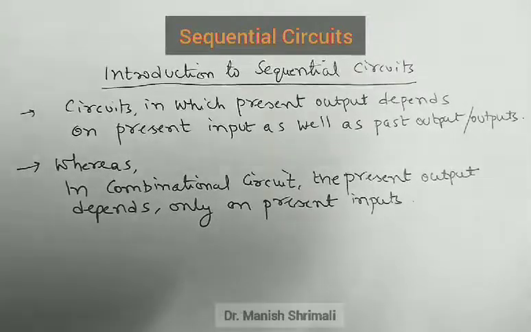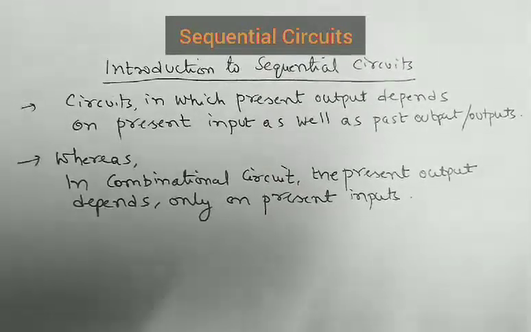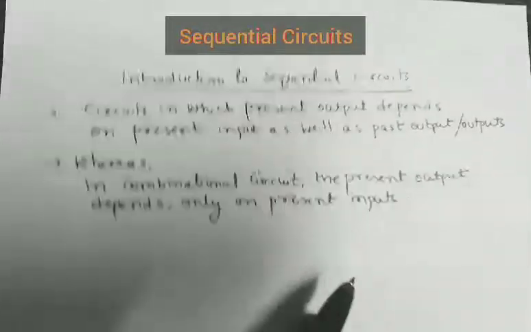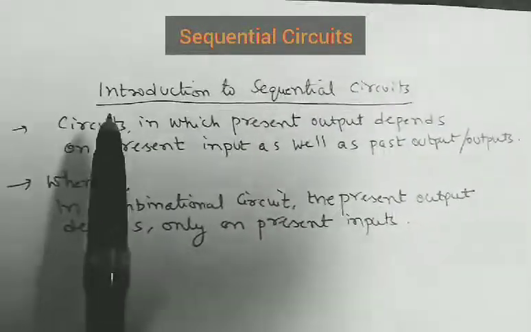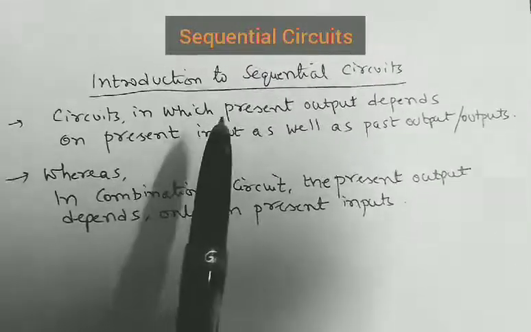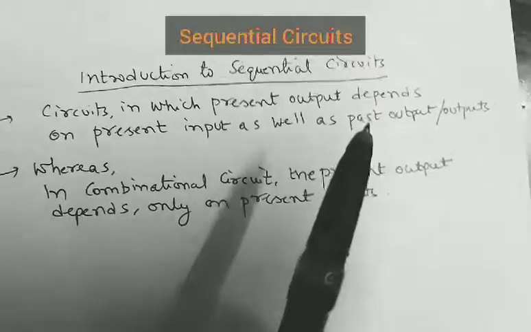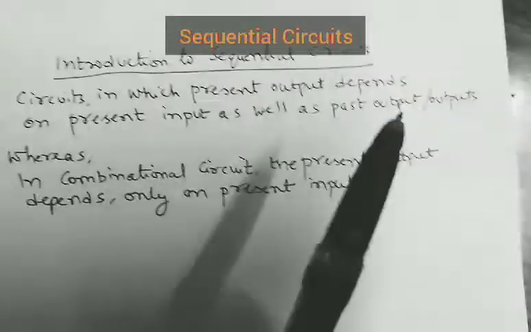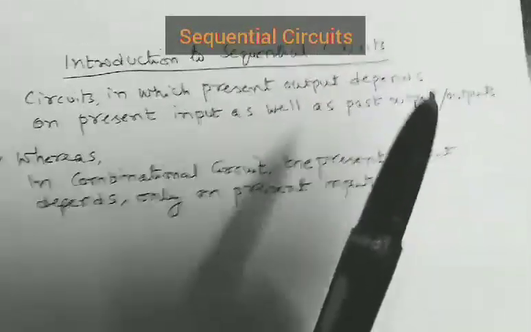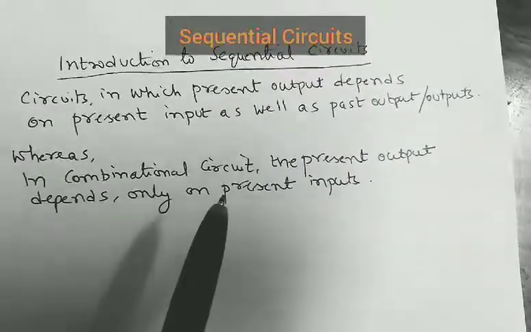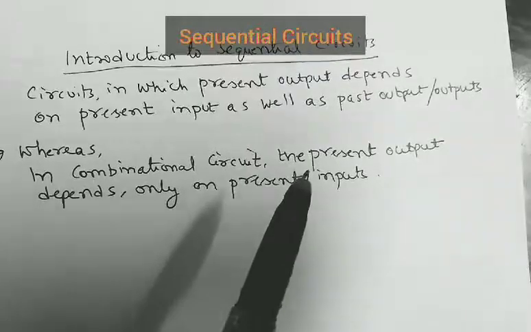Good evening. Today let us study our topic on sequential circuits. As you can see, these are the circuits in which the present output depends on the present input as well as the past output or outputs, whereas in a combinational circuit the present output depends only on the present inputs.